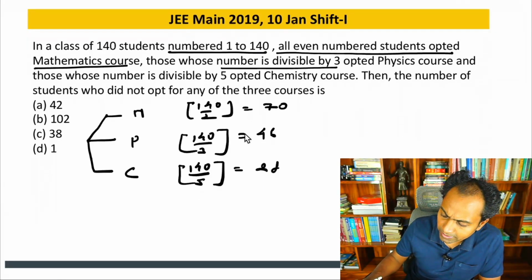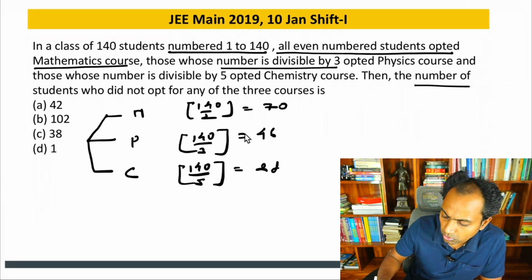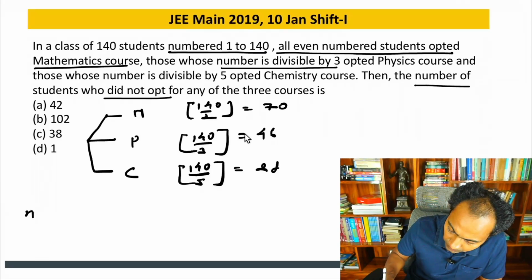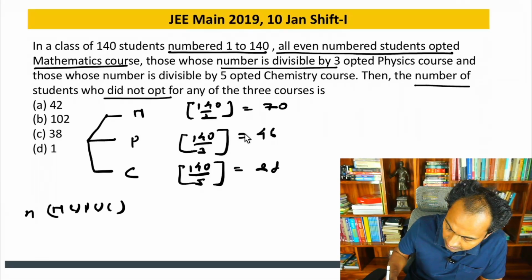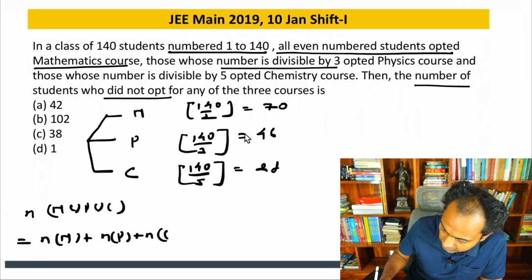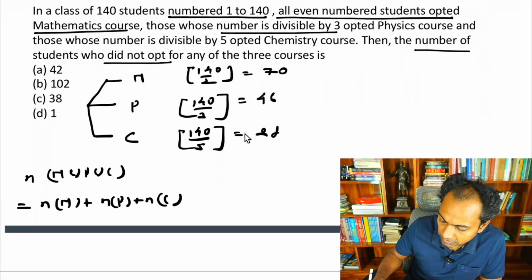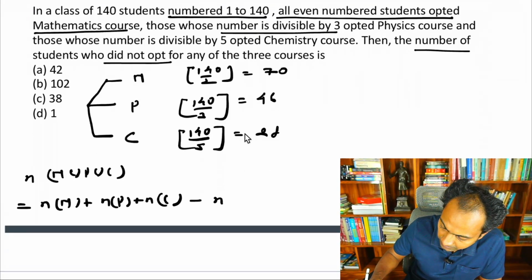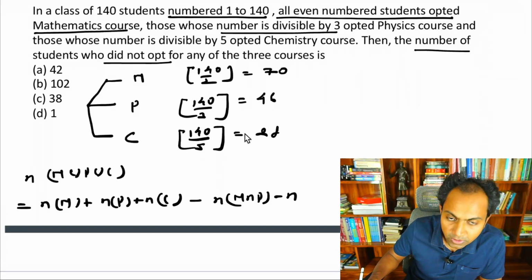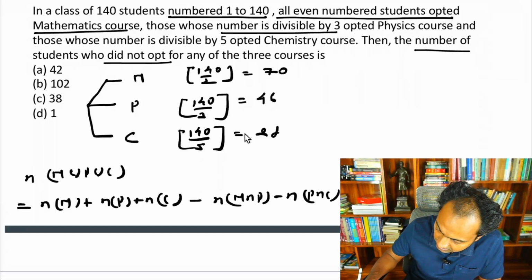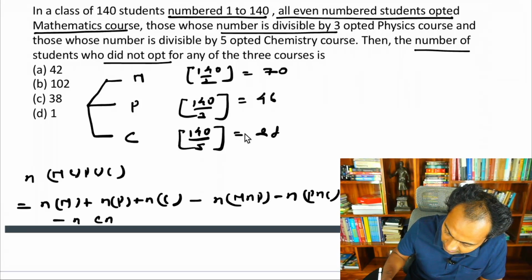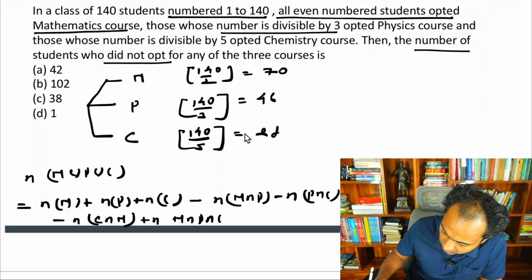See, now what we want to find is the total number of students that do not opt for any subject. So we'll have to first find the union of M, P and C. And this will become the number of elements in M plus the number of elements in P plus the number of elements in C, first part. Then from this we'll have to subtract the number of elements in M intersection P, P intersection C, and C intersection M, and then we'll have to add the intersection of all the three subjects. This is what the formula is.